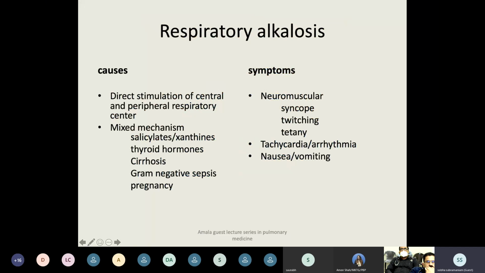Respiratory alkalosis, the causes can be a direct stimulation of the central respiratory center in the form of fever, pain, anxiety, and so on. Or it could be a stimulation of the peripheral respiratory center as occurring in pulmonary embolism, pneumonia, and so on. Mixed mechanism can be there with salicylate poisoning, thyroid hormones, cirrhosis, sepsis, pregnancy, etc. The symptoms can be neuromuscular, where you can get tetany, twitching, lightheadedness, syncope, and so on. Cardiac, like tachycardia, arrhythmia, nausea, vomiting may be there.